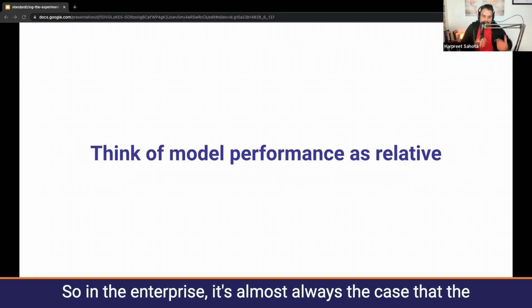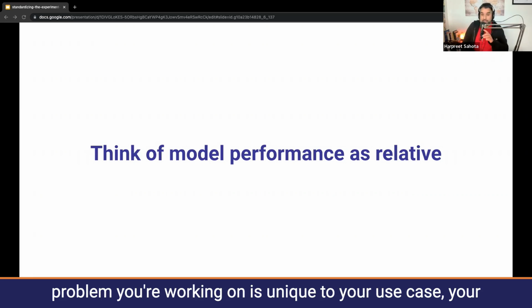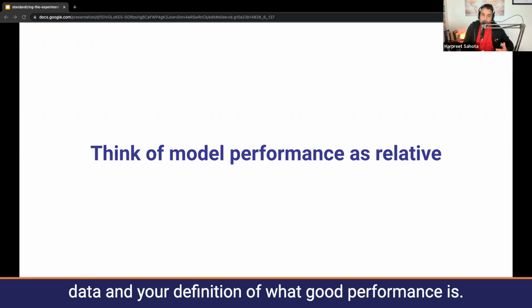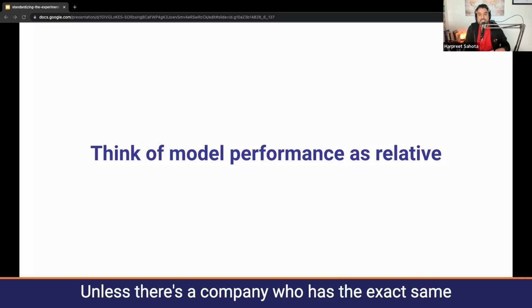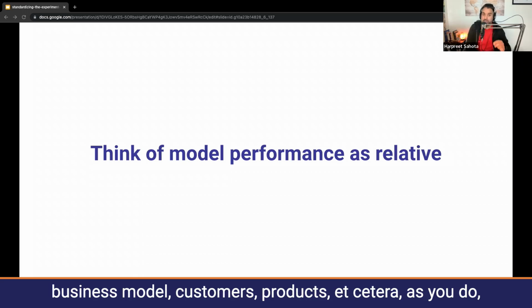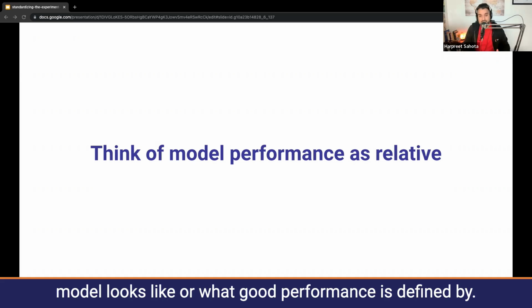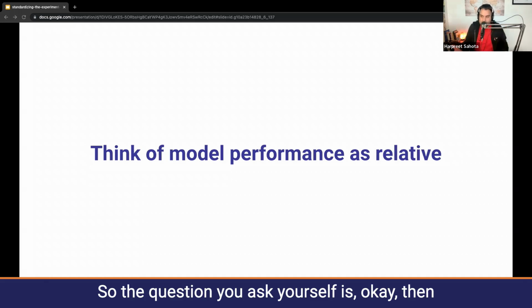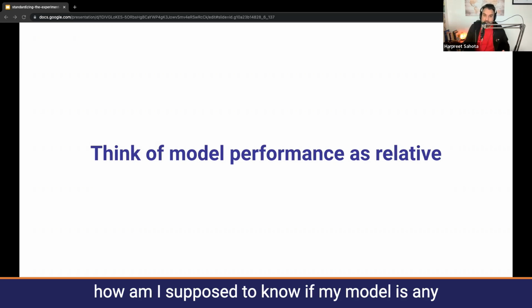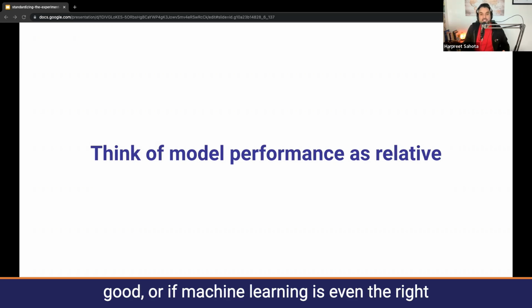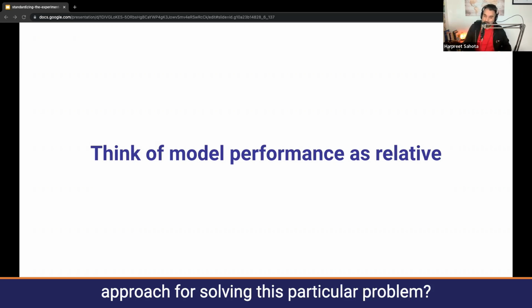So in the enterprise, it's almost always the case that the problem you're working on is unique to your use case, your data, and your definition of what good performance is. Unless there's a company who has the exact same business model, customers, products, etc., as you do, then there can't be a universal definition of what a good model looks like or what good performance is defined by. So the question you ask yourself is, okay, well then, how am I supposed to know if my model is any good, or if machine learning is even the right approach for solving this particular problem?